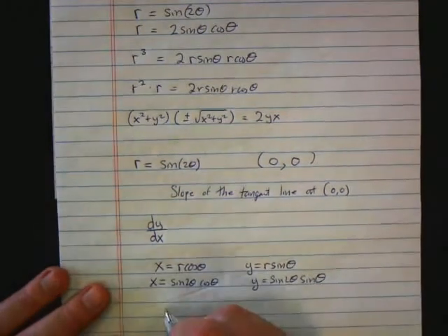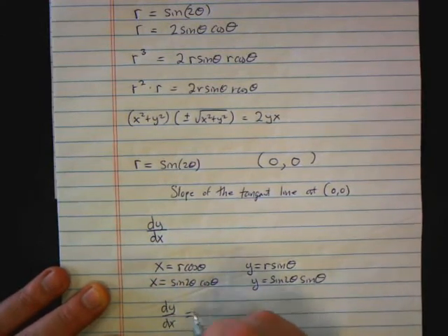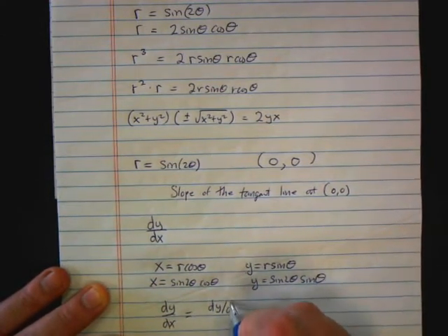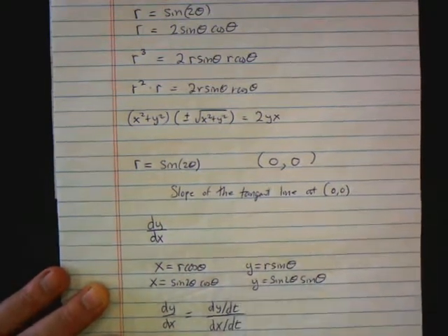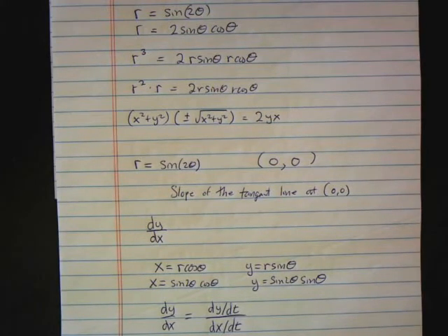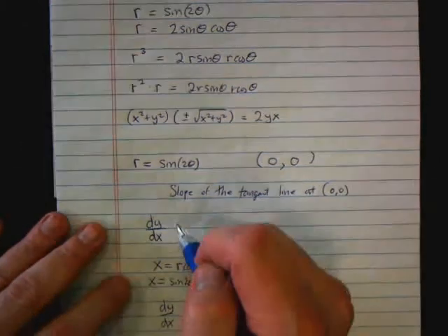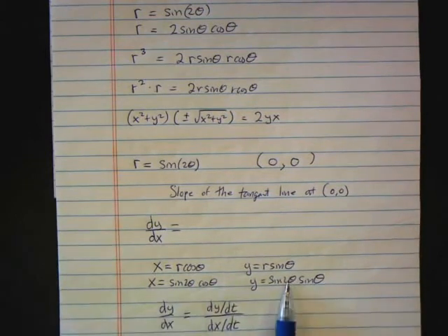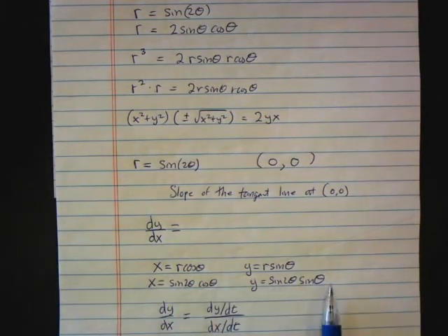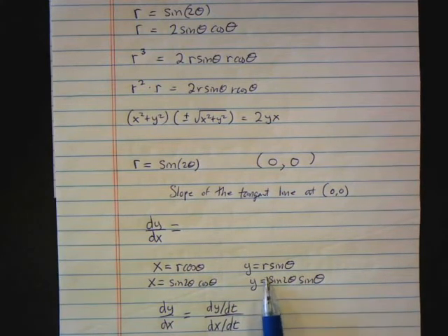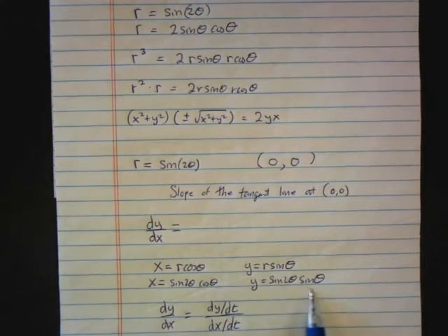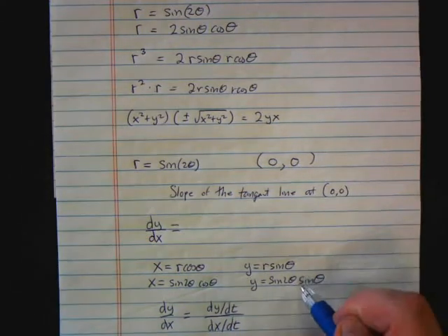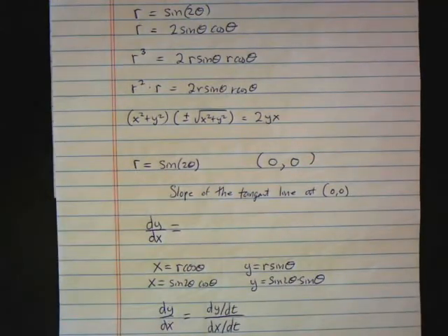We had dy dx was dy dt over dx dt. The only difference is I don't have the letter t anymore, I have the letter theta. So to find the derivative, I need to write x and y in parametric form, and then I take the derivative. So I need to find dy d theta. How am I going to find dy d theta? I need to use product rule because I have multiplication right there.